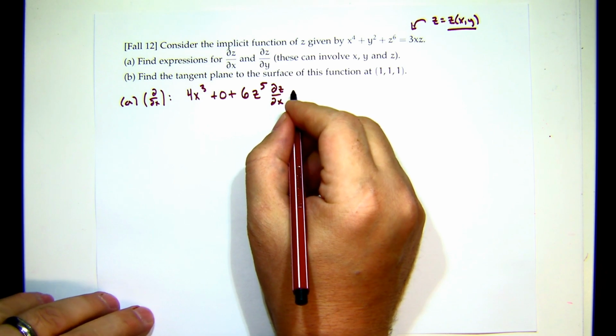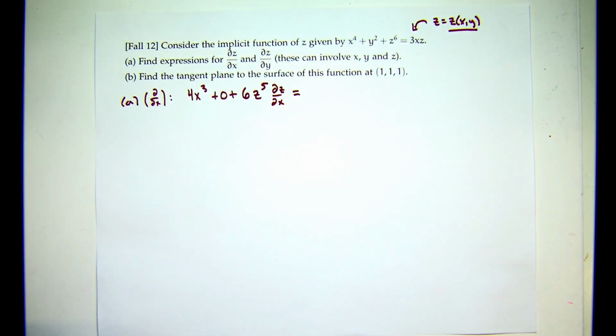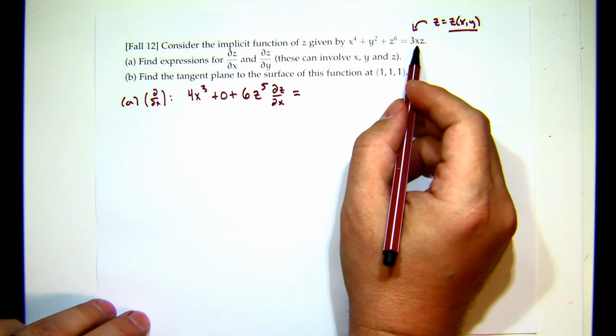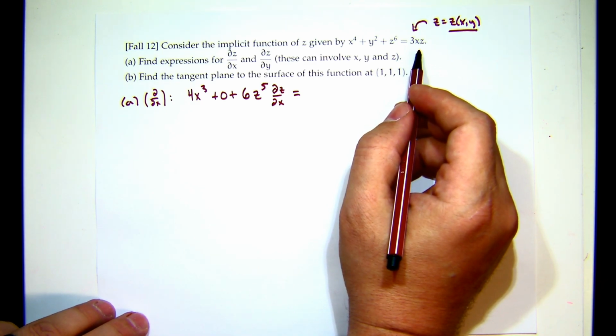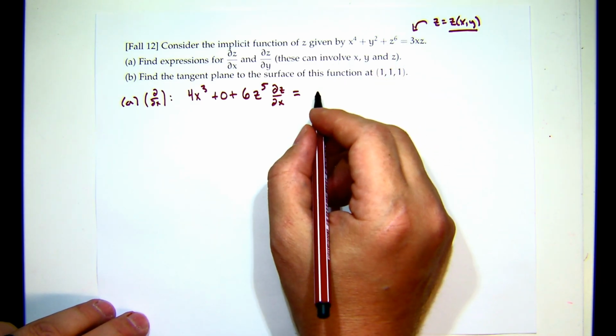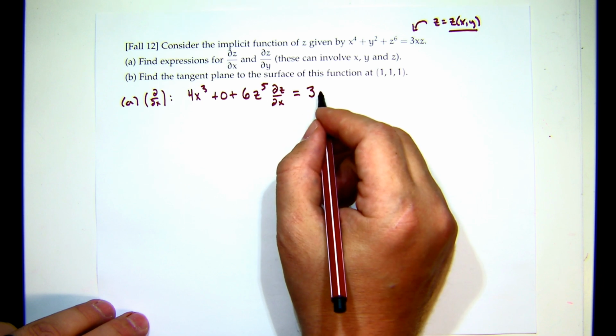Is equal to what? Well, what rule do I need to take that derivative? Product rule. So what's the derivative become? 3.